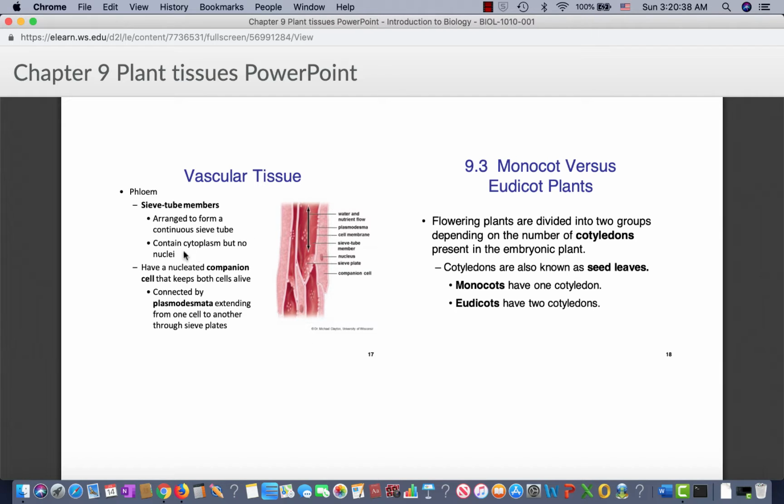And they contain cytoplasm but no nuclei. That's because they have these little companion cells right next to them here. The companion cell does all the metabolism and everything to keep the sieve cell alive and shares with it. They're connected by plasmodesmata extending from one cell to the other, which makes good sense. If you're transporting something through here, you're going to need empty space. But if you want this cell to live longer than 120 days, you're going to need a nucleus.